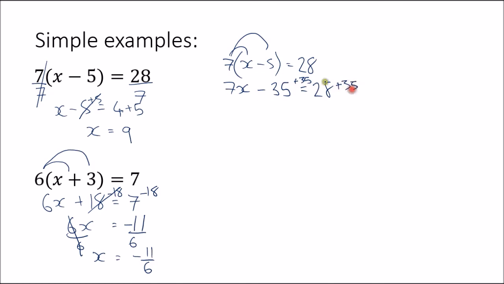Remember, if you're struggling with any of the addition or subtraction or anything, use your calculator. So what I'm left with on the left hand side is 7x equals, and on the right hand side 28 plus 35 is 63. Then I'll divide both sides by 7, cancel my numbers on the left hand side. 63 over 7 is 9. So you see, either way of working does it.